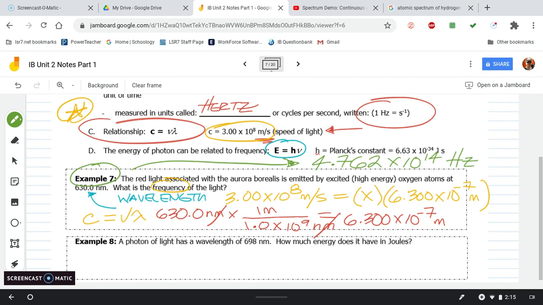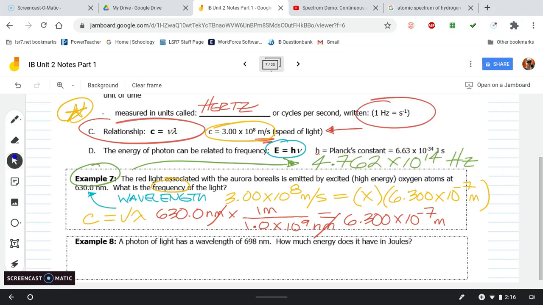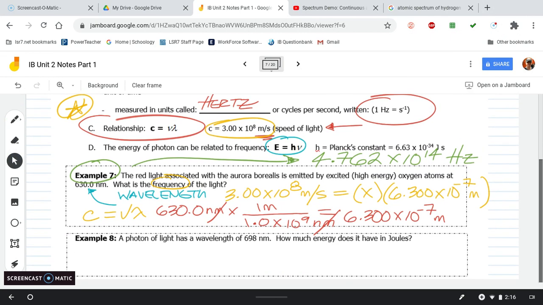Okay, so I'm going to pause it here. Finish up example 8. So I'm going to do that real quick. Example 8 says a photon of light has a wavelength of 698 nanometers. How much energy does it have? Okay, so they gave us nanometers, so they gave us wavelength, but they're asking about energy. So the energy formula is right here. Energy is going to equal Planck's constant times frequency.